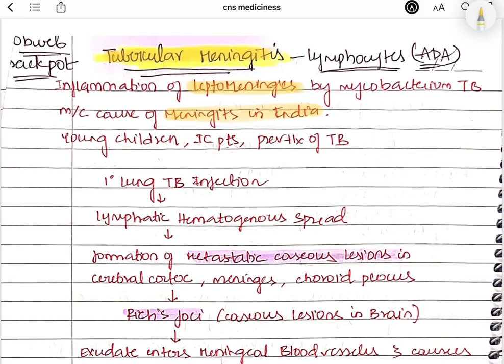This video will learn about tubercular meningitis. It's an inflammation of leptomeninges. So it's the most common cause of meningitis in India. So why? Because many people here are still unvaccinated.